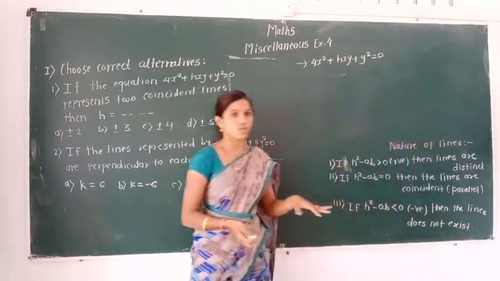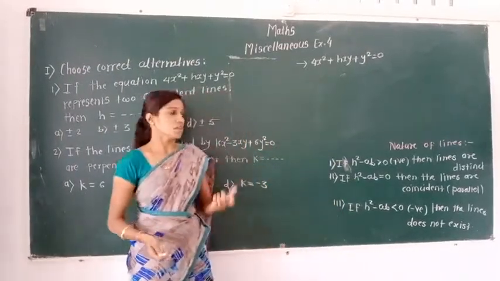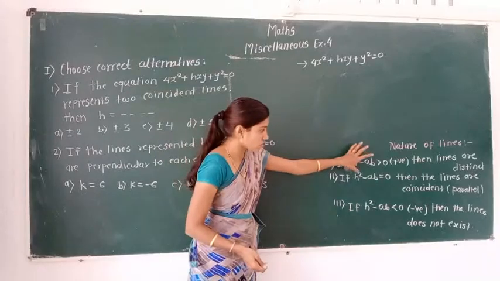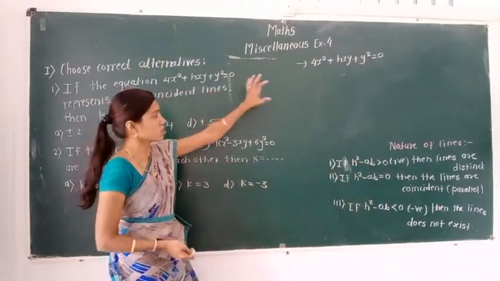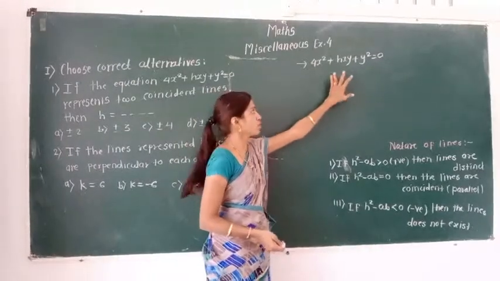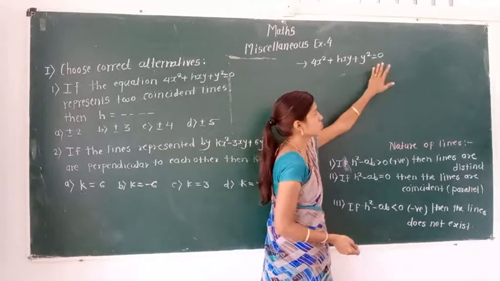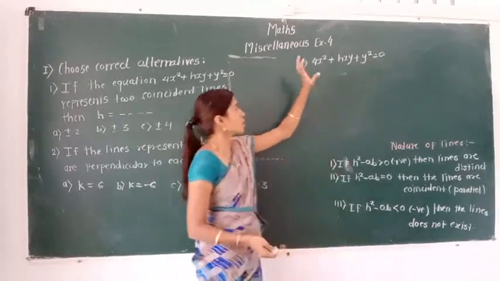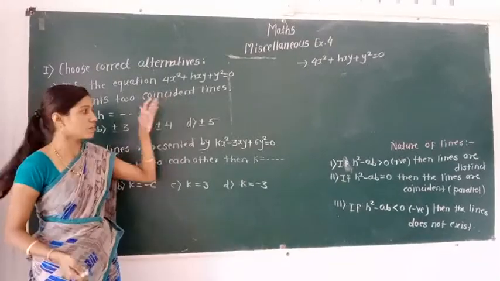These three are the very important conditions. These three conditions are very important. The nature of your lines depends on these three conditions. That means we know that the combined equation of two lines is 4x square minus hxy plus y square is equal to 0. In the given condition, they are coincident lines.